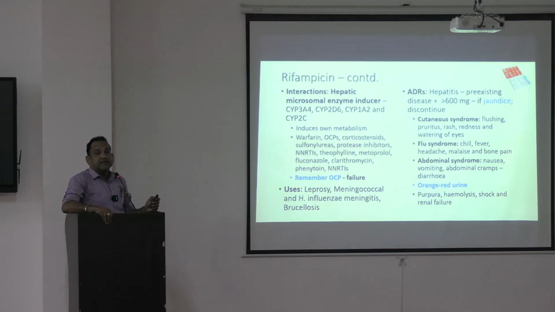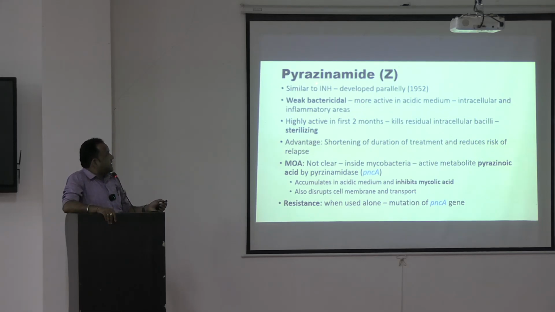Rifampicin, one more important thing: this is a very important enzyme inducer. You can see cytochrome P3A4, which is involved in the metabolism of most of the drugs. Then 2D6, 1A2, 2C. Now 2C is important because of acetylation. We have already discussed that, right? So there are lots of treatment changes and drug interactions that need to be taken care of. Will be discussed later.